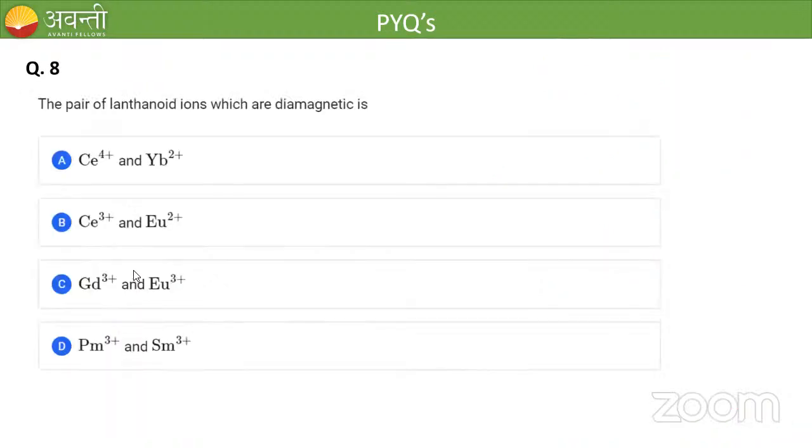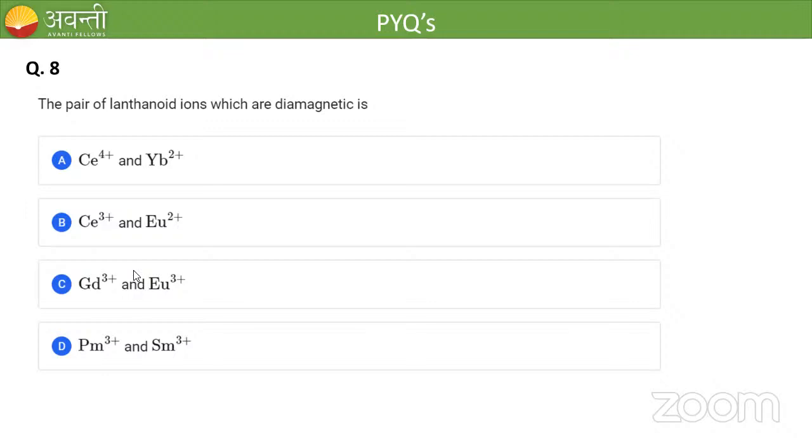The pair of lanthanoid ions which are diamagnetic is. We have discussed this in the physical characteristics of lanthanoids. In one of the points I have given 4 ions, and except those 4 ions, all others are paramagnetic. You have to find out which pair is diamagnetic. If you know those 4 ions, you can give me the correct answer within a second.